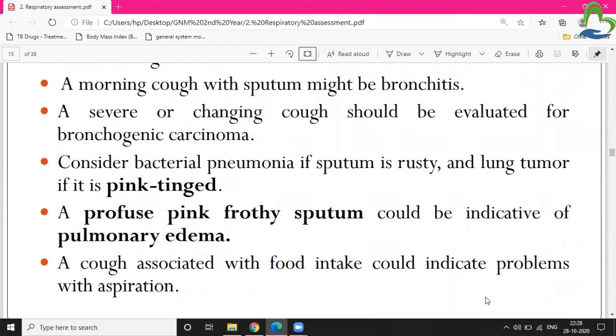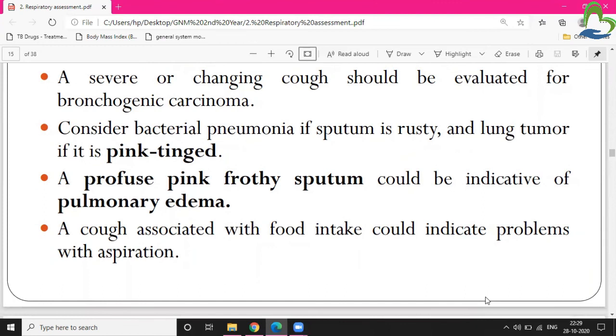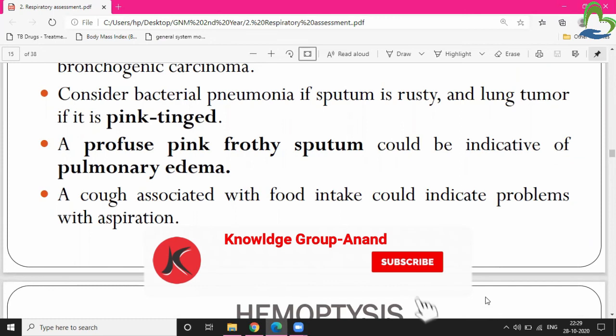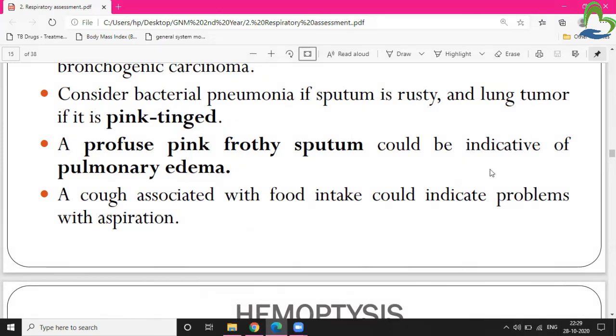Consider bacterial pneumonia if sputum is rusty, and lung tumor if it is pink-tinged. Profuse pink frothy sputum could be indicative of pulmonary edema. A cough associated with food intake could indicate problems with aspiration.